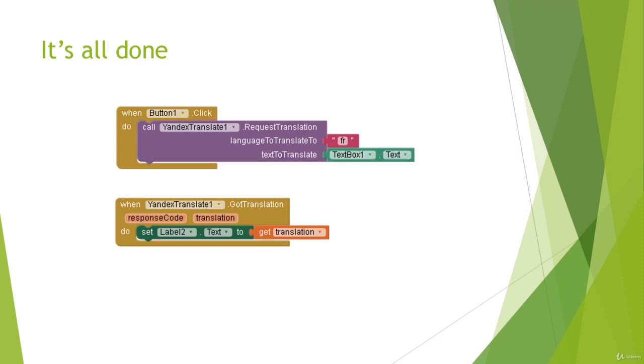If you reach this step, then you have finished your first mobile application, and your blocks screen should look like this. Please, you can pause the video and check your blocks and make sure it matches the screen you see now. And now we are ready to run our first program.